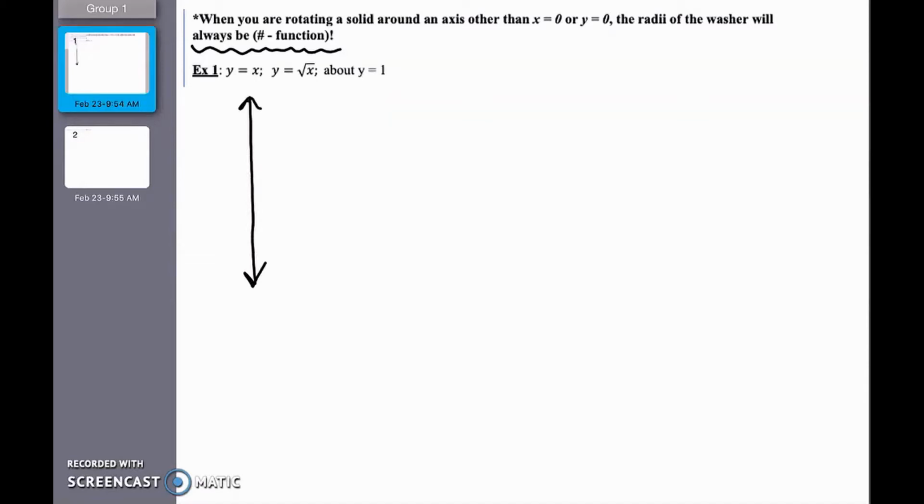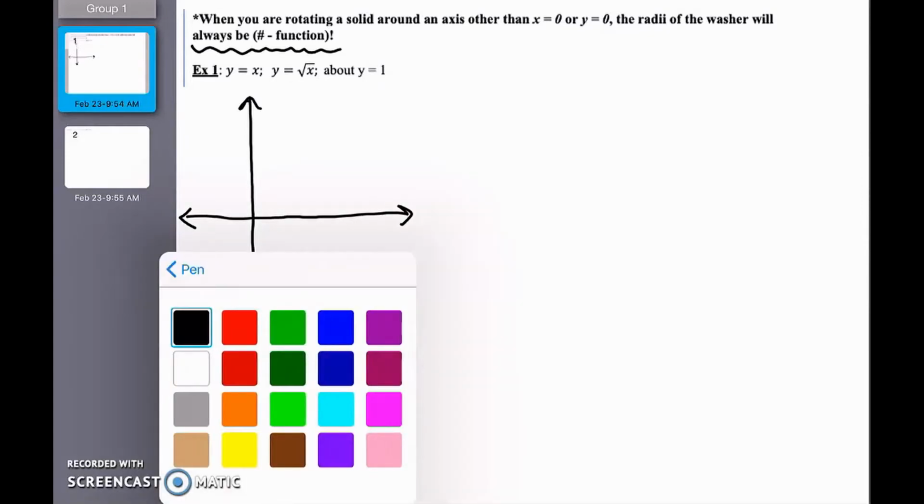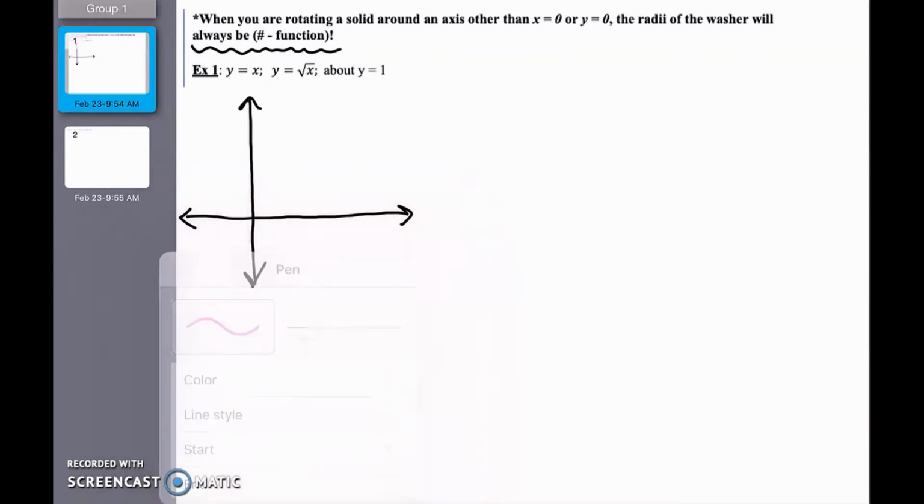So we'll create a coordinate plane and we'll graph the two functions that we are given. The first function is y equals x, which is very easy to graph. We know y equals x is just a diagonal line through the origin. So that's going to look something like that, y equals x.